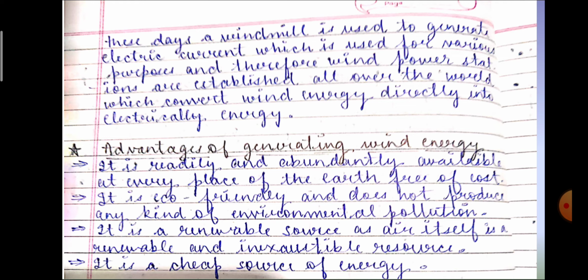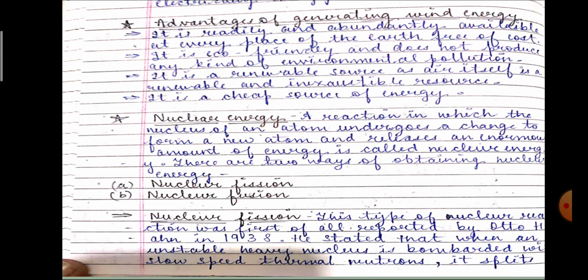What are the advantages of generating wind energy? It is readily and abundantly available at every place on the earth, free of cost. It is eco-friendly and does not produce any kind of environmental pollution. Third, it is a renewable source, as air itself is a renewable and inexhaustible resource. It is the cheapest resource of energy.